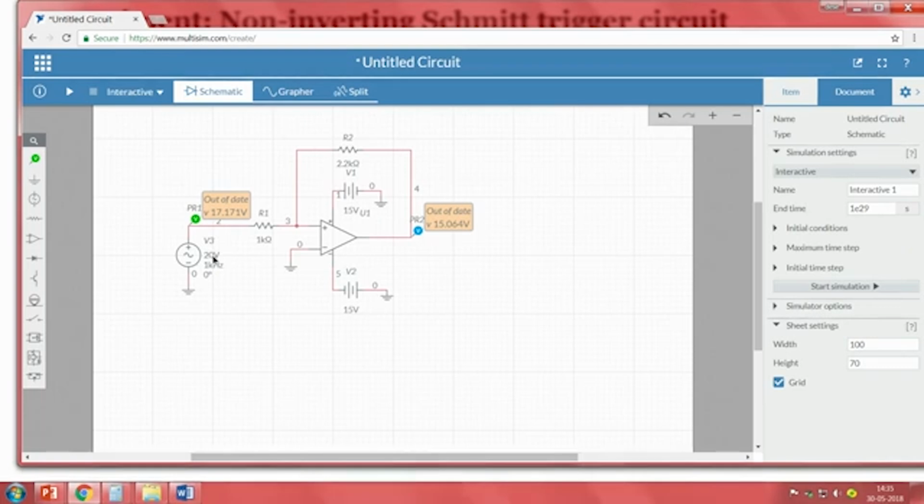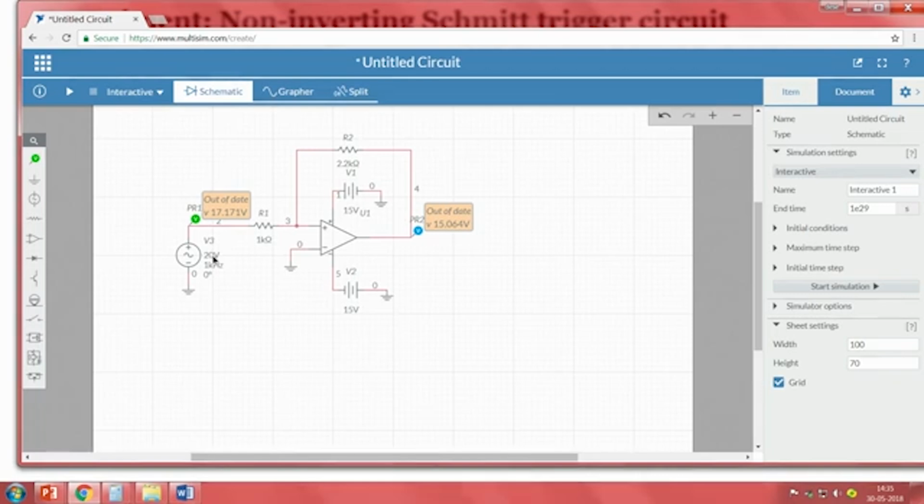Now, what is the expected output? Whenever the input is greater than the higher threshold, what is the higher threshold at this point? It is 6.818. When our input is greater than approximately 6.81 or 82, it will be at plus 15 volts. Lower than that value, it will be at minus 15 volts. Otherwise, in between, it will always follow the input.